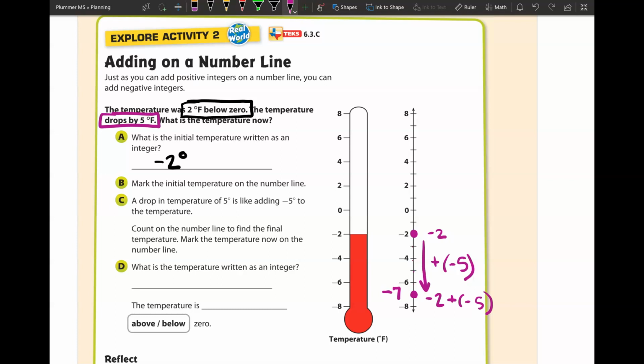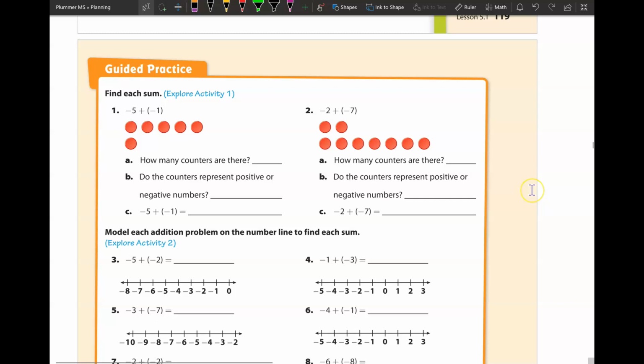So then it says D. What is the temperature written as an integer? As an integer, -7. So the temperature is 7 degrees below, because we're going down, we're going below 0. Okay, so you probably know that this is a thermometer, so it's just like a number line. Instead of it being a thermometer, you're going to see a number line. And remember, when you cross a vertical number line and a horizontal line, you get the coordinate plane.